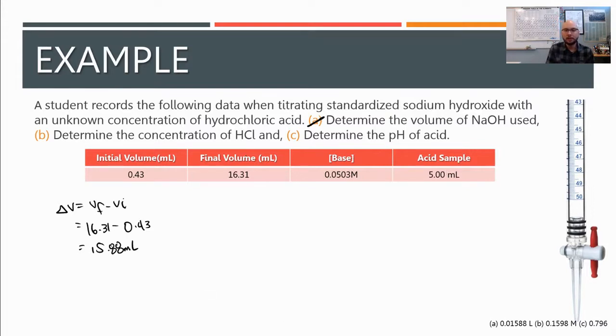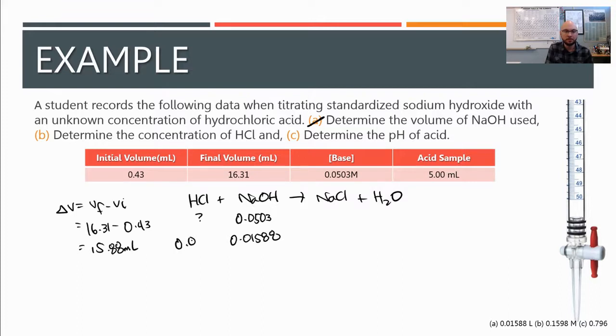Okay, so let's write our reaction here. We've got HCl and sodium hydroxide again. So HCl plus NaOH neutralizes to form NaCl and H2O. We want to figure out our concentration of acid. We don't know. Our concentration of base is 0.0503. Our volume here, and I'm going to convert this automatically to liters, 0.01588. And the acid volume is 5 divided by 1,000, which is 0.0050.